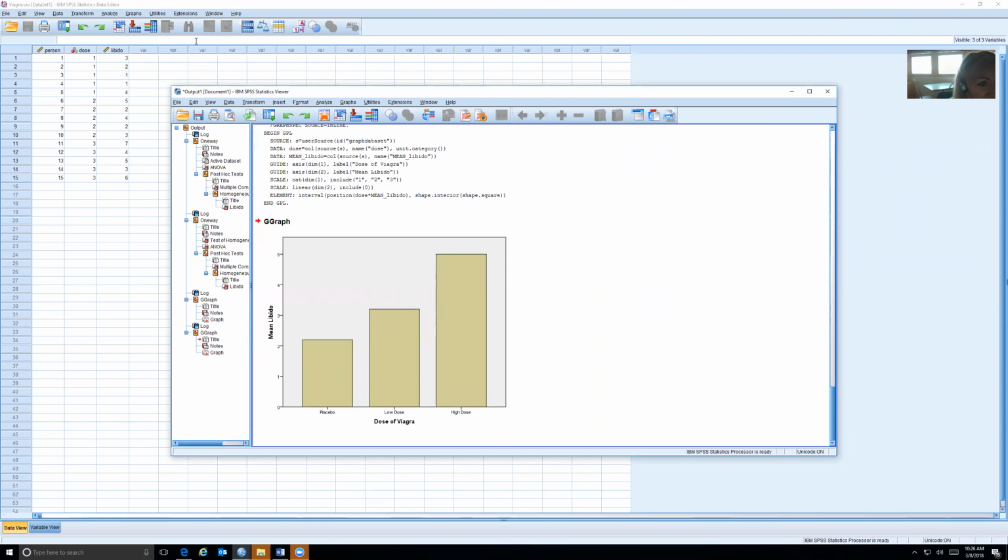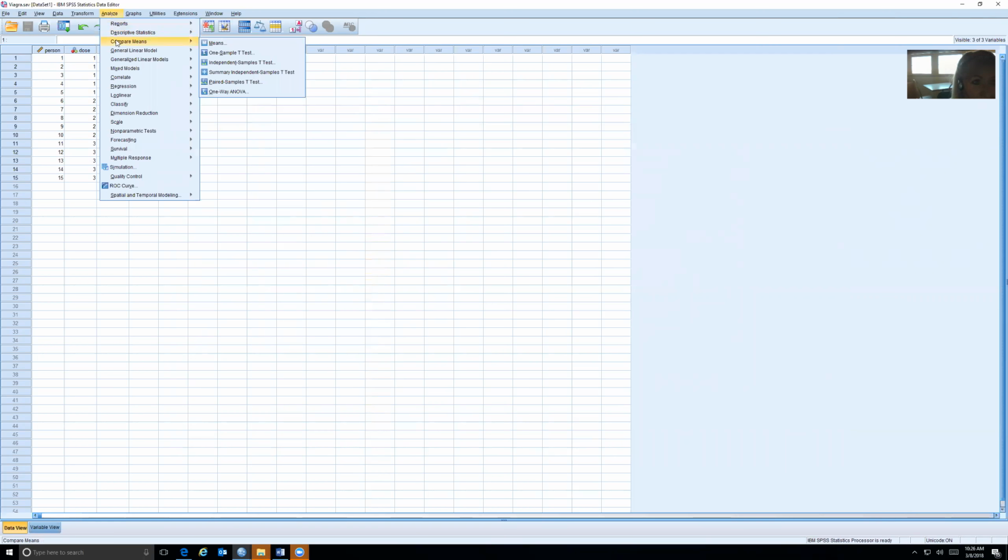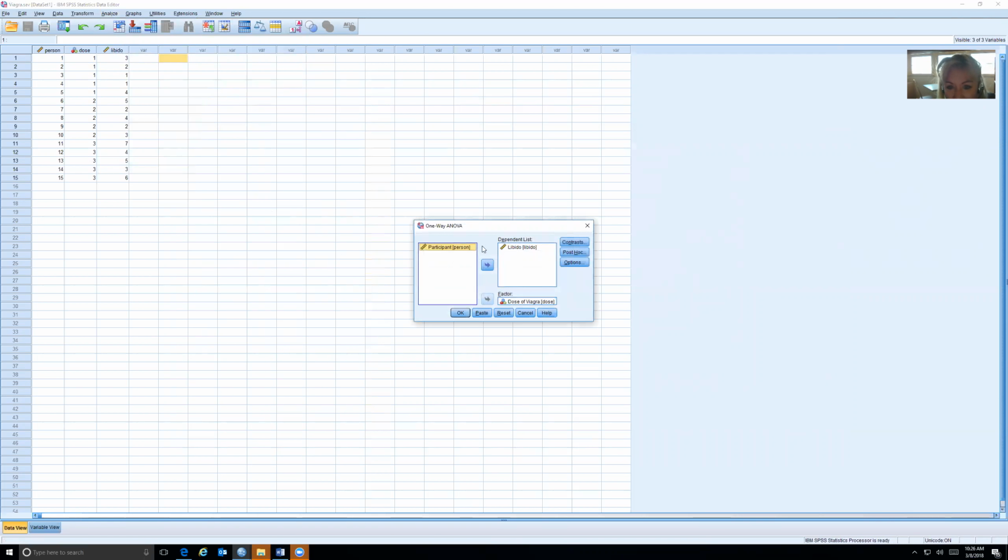Okay, so now let's go back to our spreadsheet here. Let's go into Analyze and, under Compare Means, choose the one-way ANOVA right here. I am going to conduct a one-way ANOVA. Let me reset this. We'll start over.